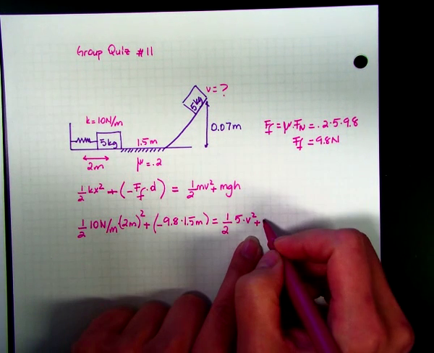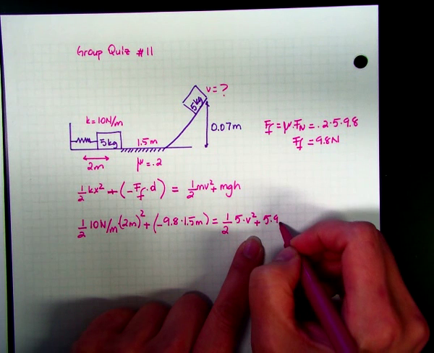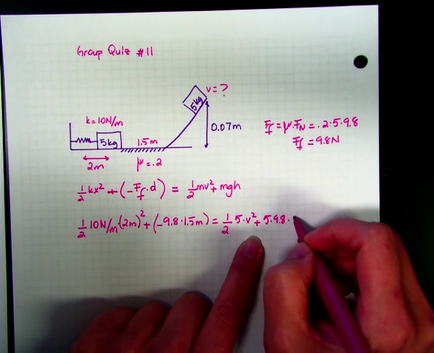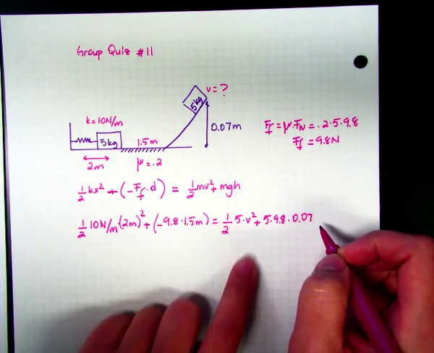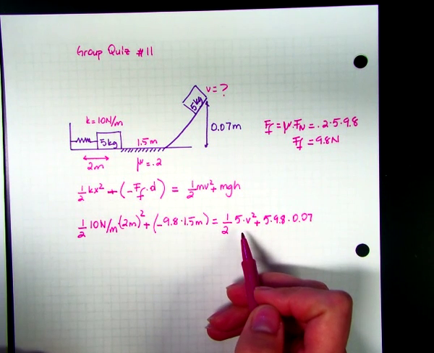5 times velocity that I do not know, and then potential energy, 9.8 gravity, and the height is 0.07. So this is the equation we're going to solve for V. We have everything but velocity.